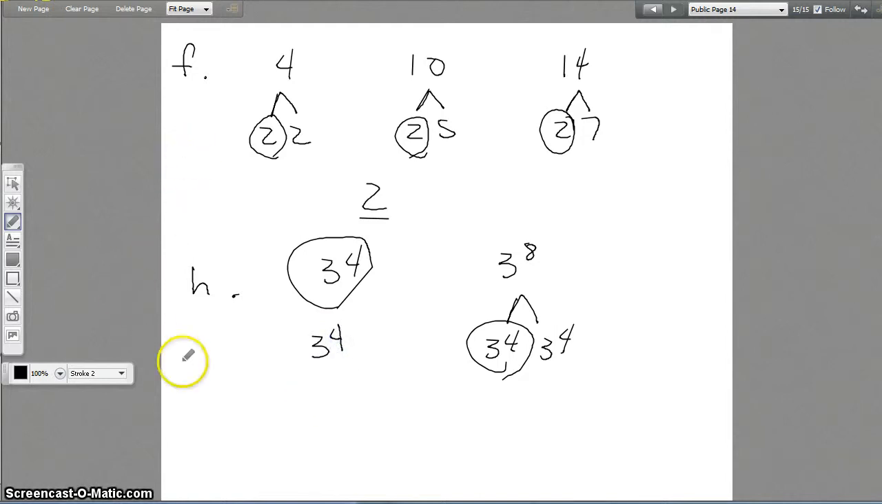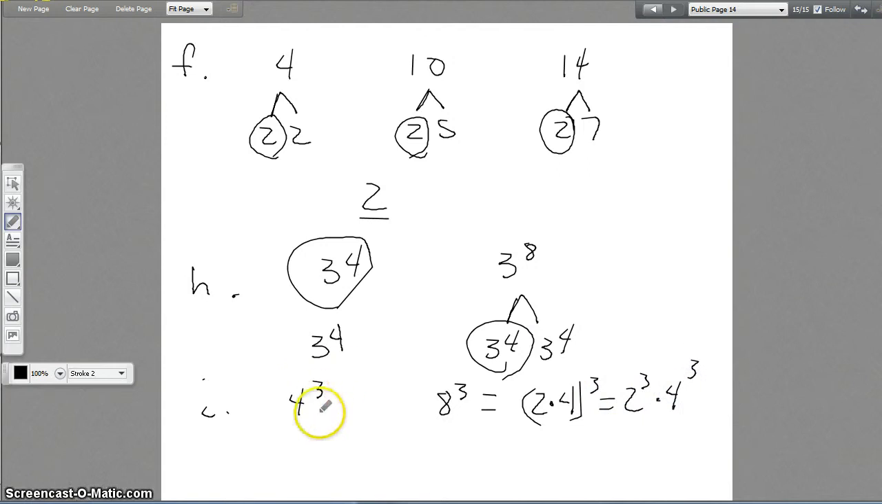And then the last part we're going to look at is part I, which is 4 to the 3rd and 8 to the 3rd. Okay, remember that 8 is just 2 times 4. So I can write 8 to the 3rd as 2 times 4 to the 3rd. And then I can break this out into 2 to the 3rd times 4 to the 3rd. And then you can see that 4 to the 3rd is a common factor. So our greatest common factor between 4 to the 3rd and 8 to the 3rd is 4 to the 3rd.